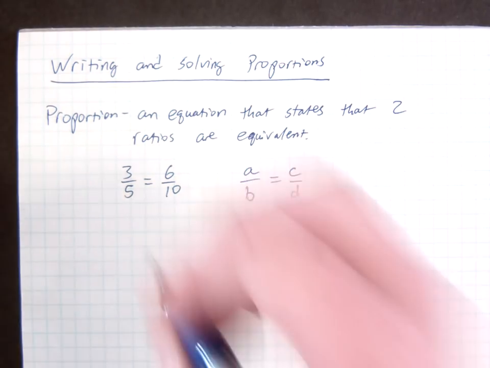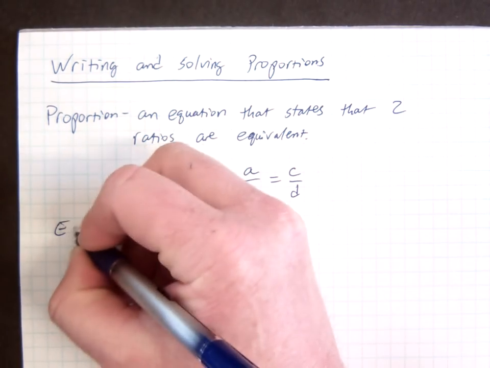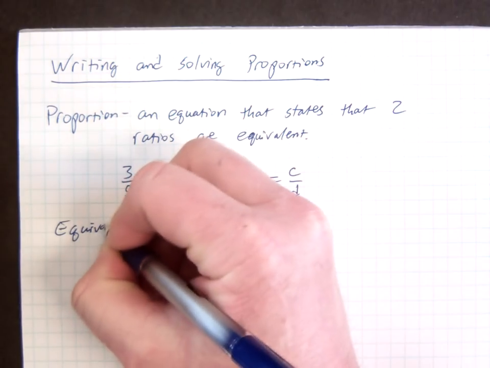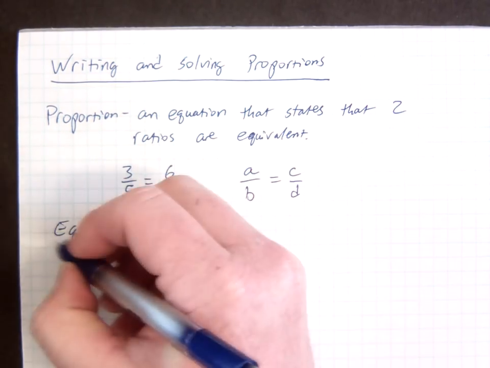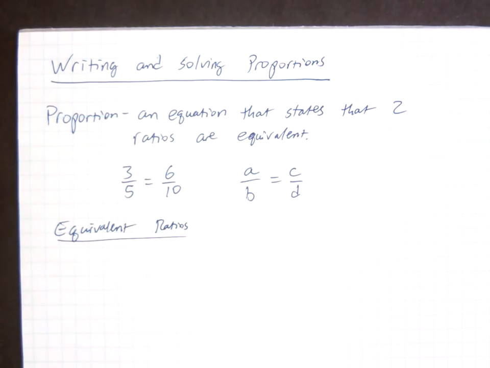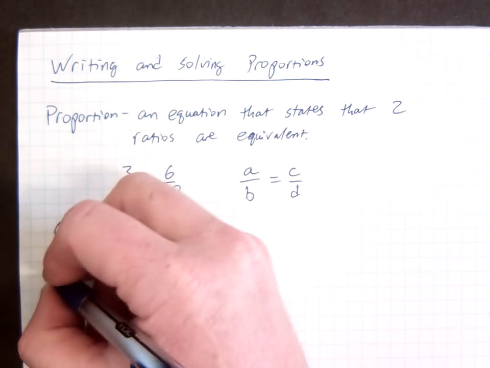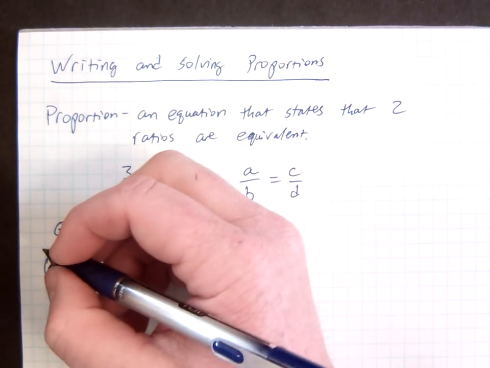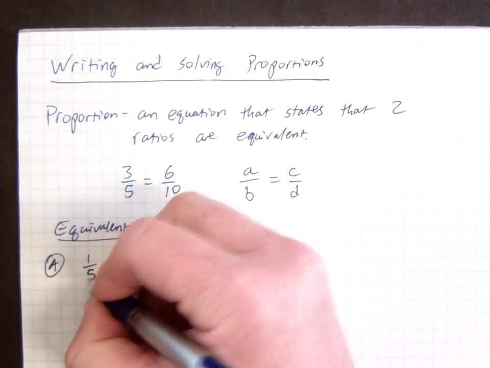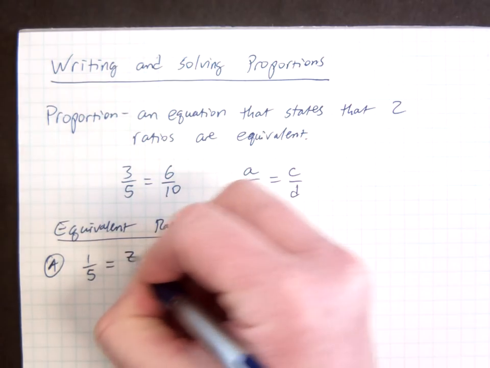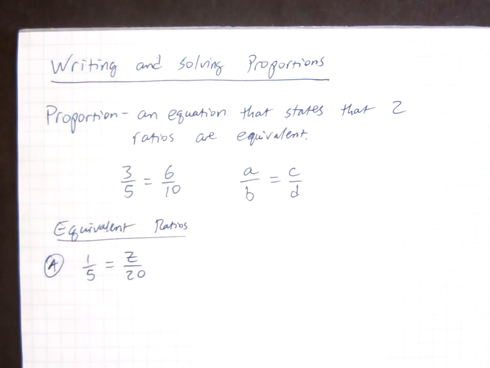Okay, the first is using equivalent ratios. So equivalent ratios, it's nothing new. This is just like finding equivalent fractions and so forth. So problem A, we will use 1 is to 5 as Z is to 20. All right, so I've got a fraction of 1/5, and I know it's equivalent to Z over 20.